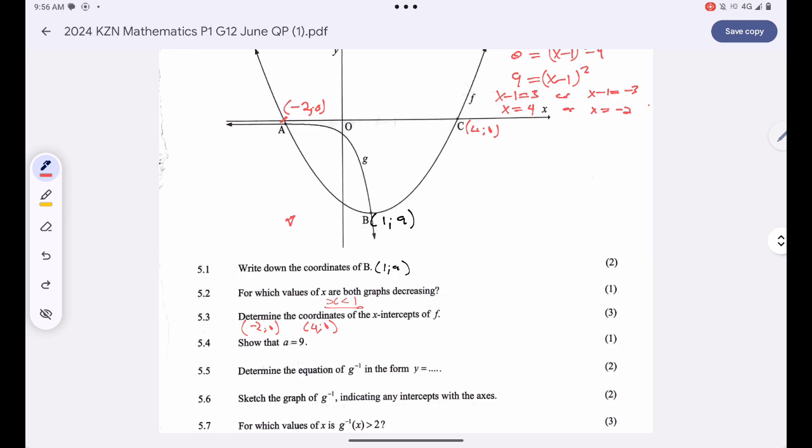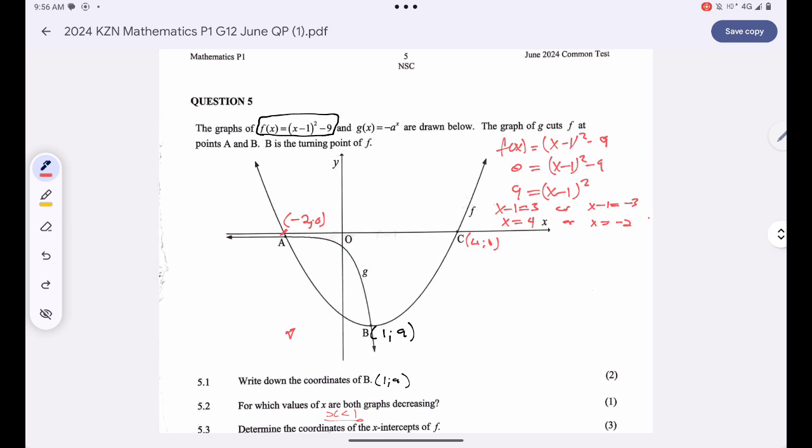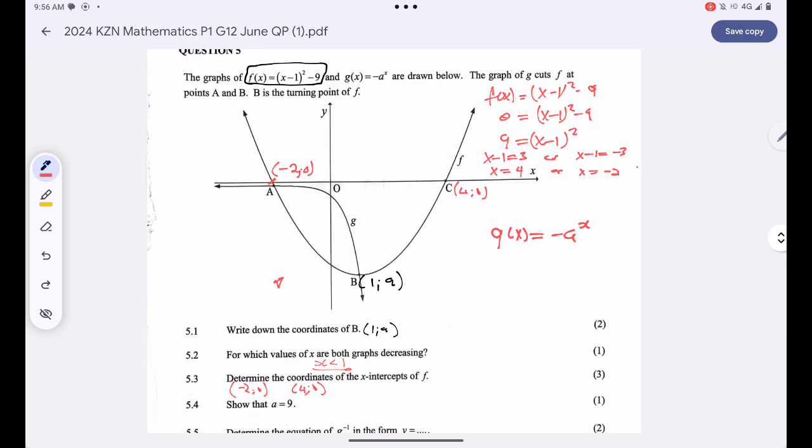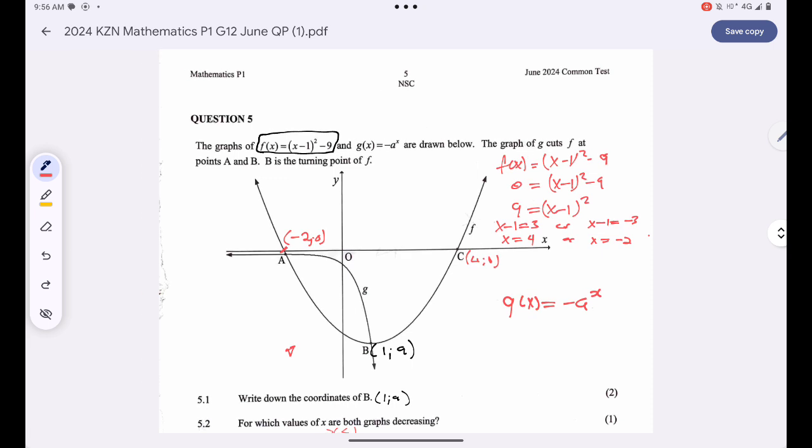Show that a is equal to 9. How can I do so? g of x is equal to negative a to the power x. Okay. All I have to do, guys, is to just substitute the point I have there. Any point I have on the graph, I know that y is equal to 9 if and only if x is equal to 1.